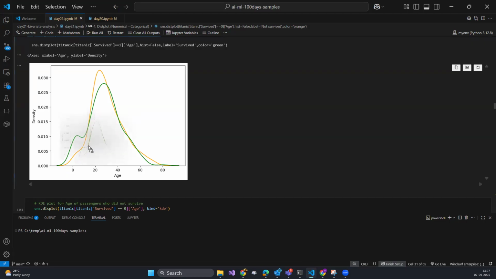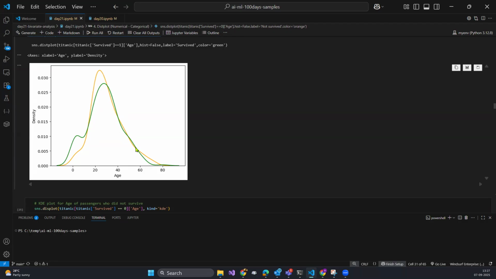And from here, near about 18 to something around 35, we are seeing that the probability of not survival is more, and survival is very less.